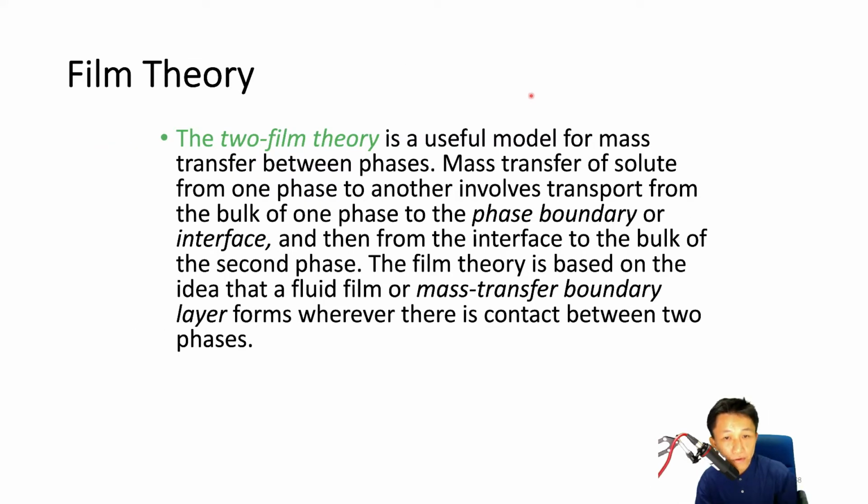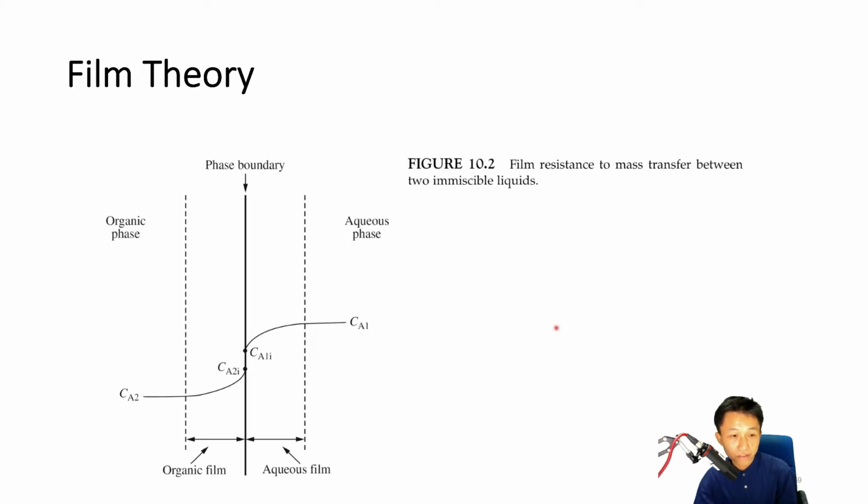And we have film theory, a model for mass transfer between two phases. One phase to another phase involves the phase boundary, which is just where they meet each other between the phases. And then we have this one, the organic phase and the aqueous phase. Organic, aqueous is water. This is the boundary, phase boundary. They have different kinds of solution. This is the organic film, for example, and then the aqueous film.